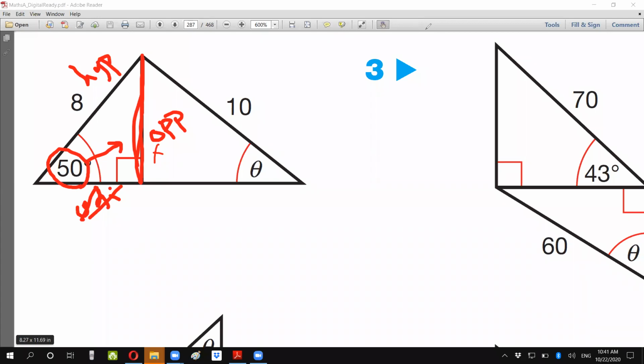Sine, not sin. Sine. Angle is 50, equal to opposite x over hypotenuse 8. I will make it over 1 and do cross multiplication.